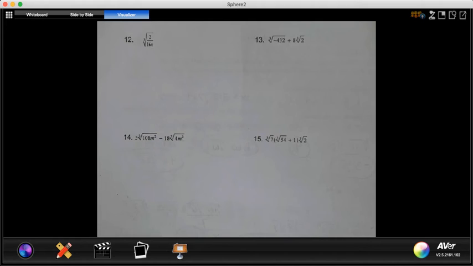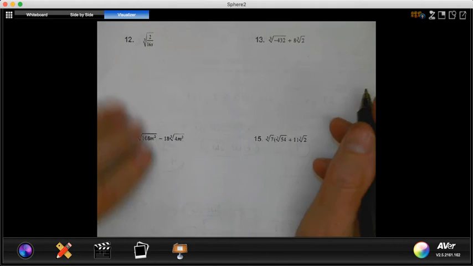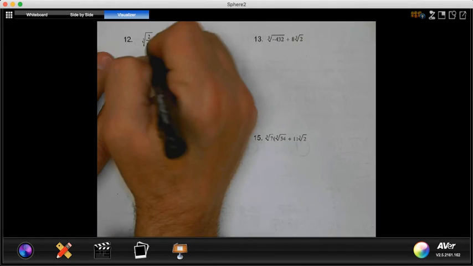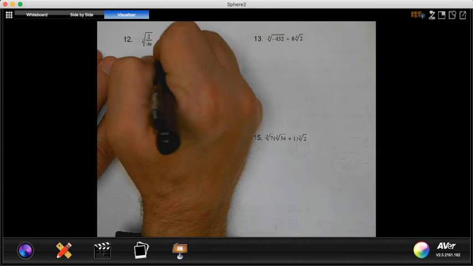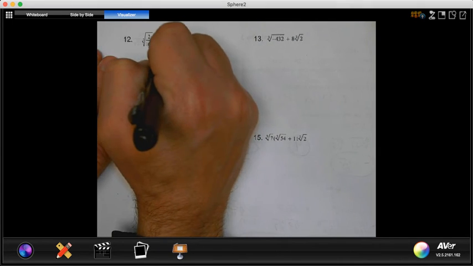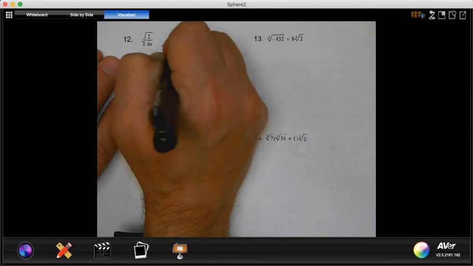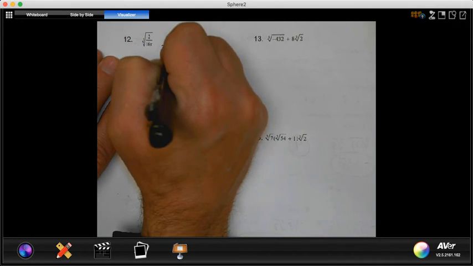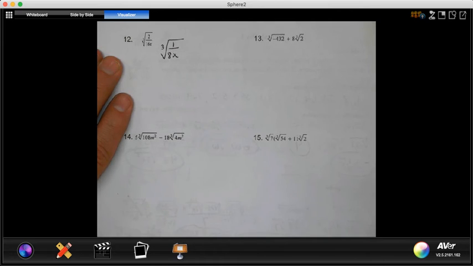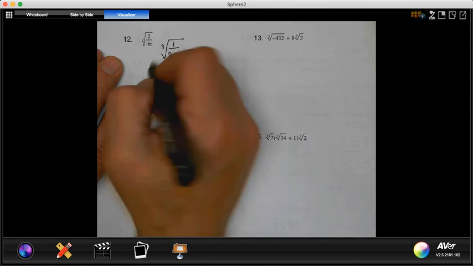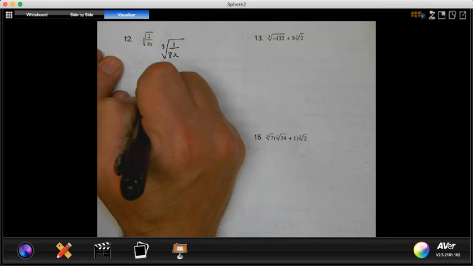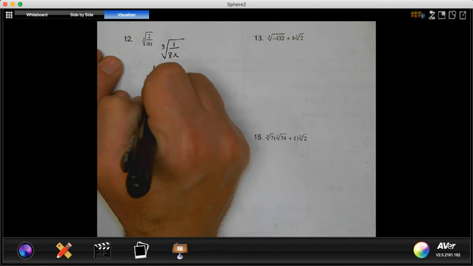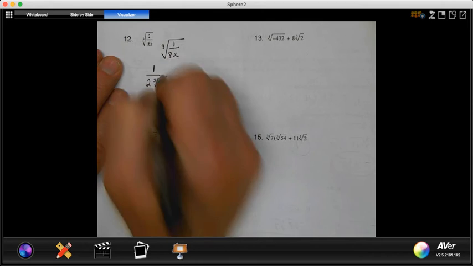So this is cube root 2 16ths over cube root x. I'm going to reduce my fraction. There's little tricks you figure out as a math teacher. So I'm going to reduce my fraction as 1 over 8x. And I can do the cube root of 1. The cube root of 1 is 1. And I can do the cube root of 8 is 2. But I still have this cube root x down here.